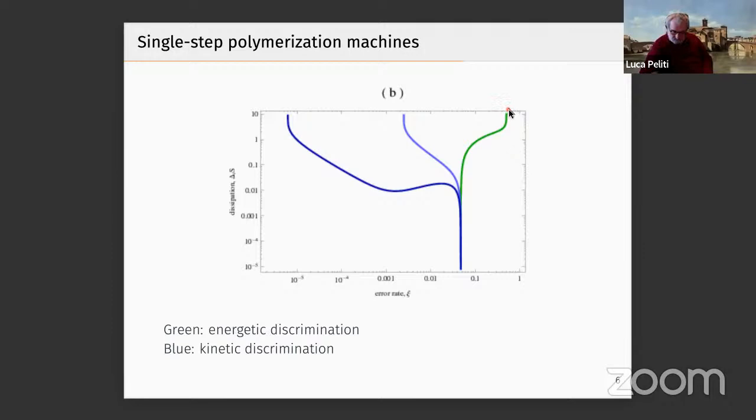On the other hand, if we have kinetic discrimination, then at the beginning the error rate is close to equilibrium, but then it starts decreasing and eventually reaches that bound that we said before. And this is for a different value of this difference in the error barrier height.